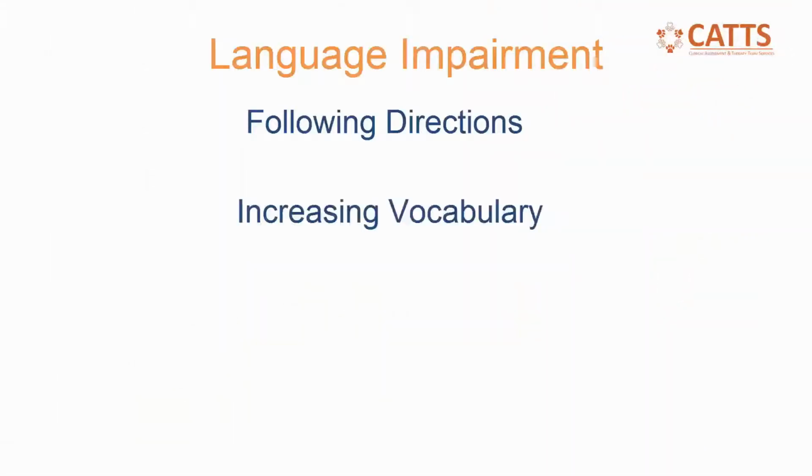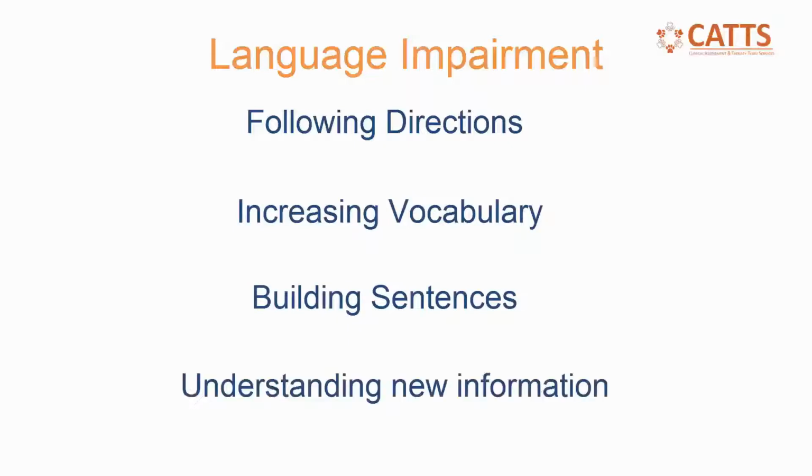For children with a language impairment, learning and interactions can be difficult. Speech and language therapists may work on following directions, increasing vocabulary, building sentences, understanding new information, and this would be determined by goals that are set by the speech and language therapist with the child's teacher or carer.